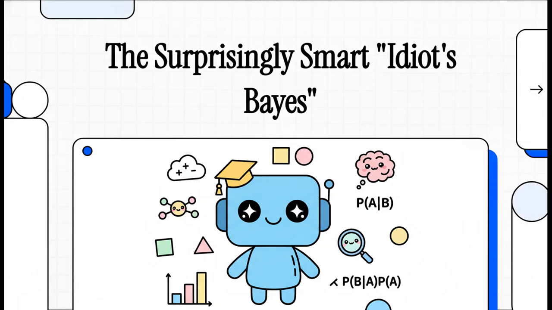All right, today we're diving into a machine learning algorithm with a pretty amazing name, Idiot's Bayes. And trust me, as we're about to find out, it's way smarter than it sounds.